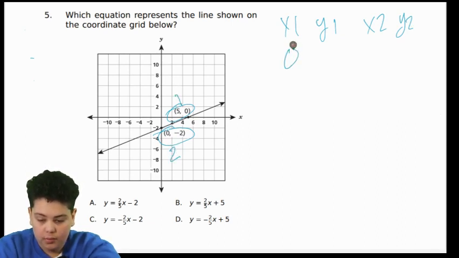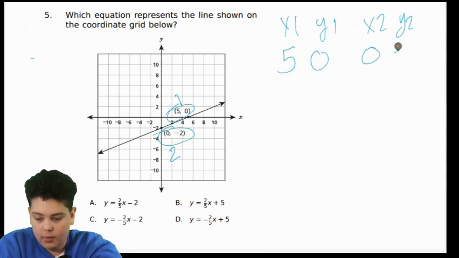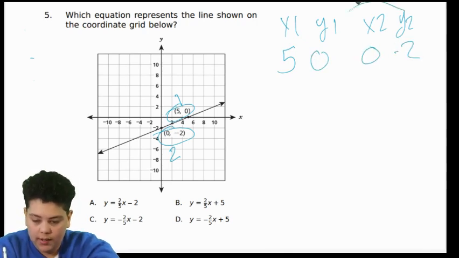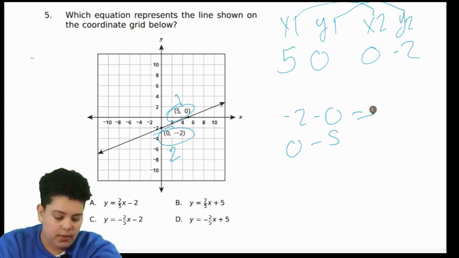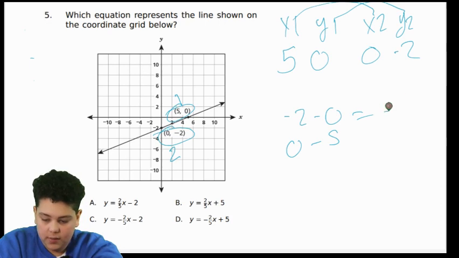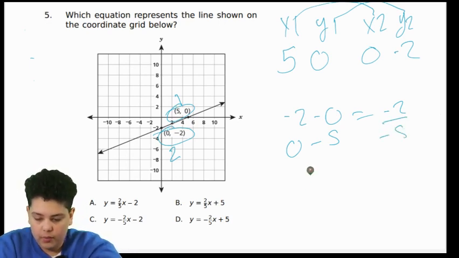So we plug in these points, and after we plug them in, we subtract the y's with the y's and the x's with the x's. So -2 minus 0 and 0 minus 5. Using a calculator, -2 minus 0 gives us -2, and 0 minus 5 gives us -5. A negative divided by a negative makes a positive, so our slope will be 2/5.